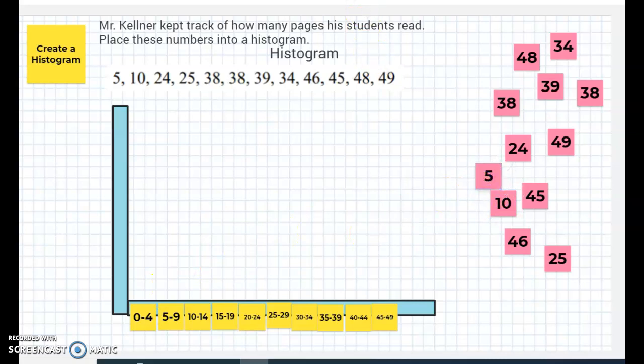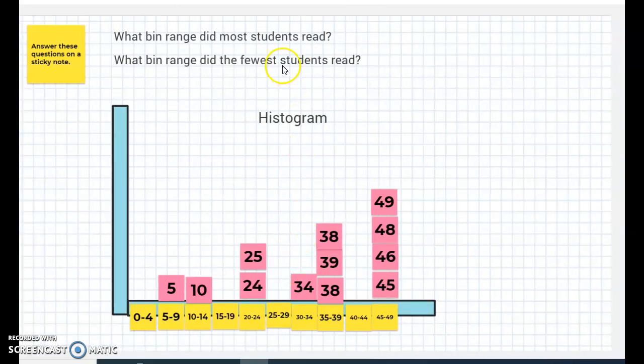Then on the second slide, you're going to answer 2 questions about this. Which bin range did most students read? Okay, we're looking for the bin range, which is on the bottom. So one of these bins. And what bin range did the fewest students read? Again, looking at the bins on the bottom where the fewest students read. To answer these questions, you can answer them on a sticky note.